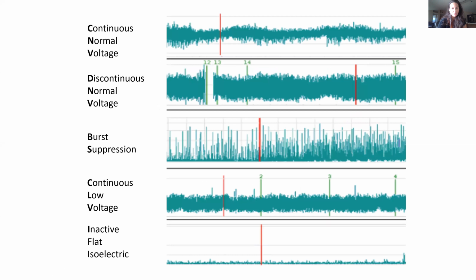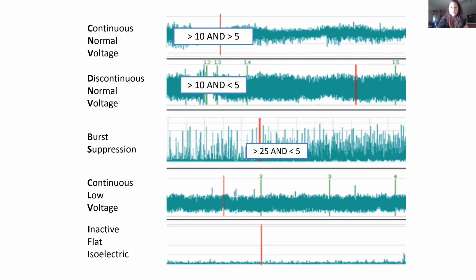What are our 5 basic patterns? Our continuous normal voltage, discontinuous normal voltage, burst suppression, continuous low, or inactive. Reminding ourselves that when we look at these, we are always looking at these upper and lower margins. So for normal, looking for greater than 10 and greater than 5 for our upper and our lowers. For discontinuous, greater than 10 and less than 5.